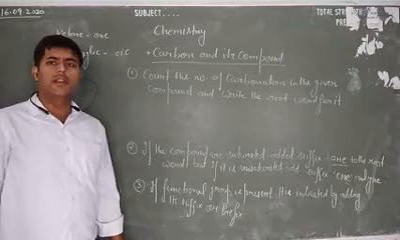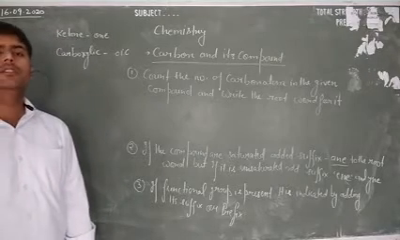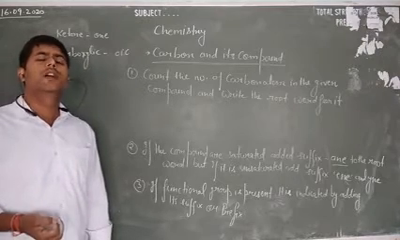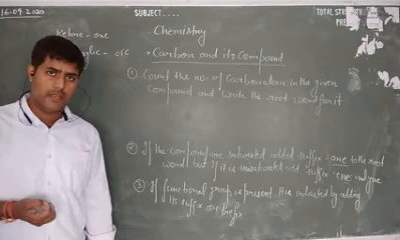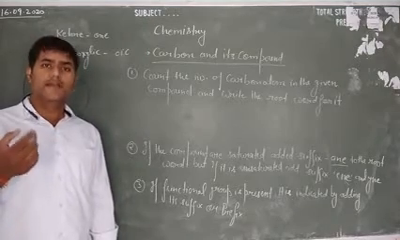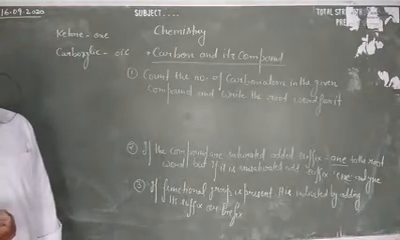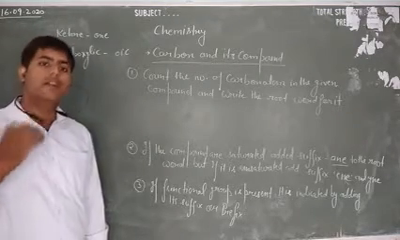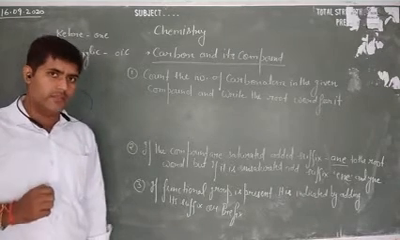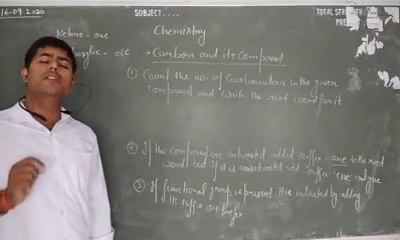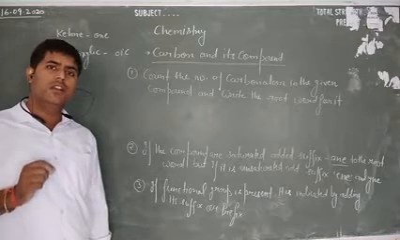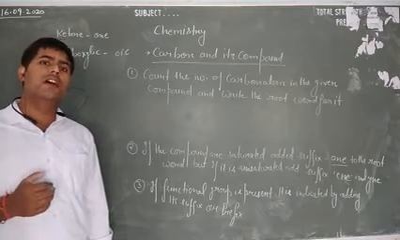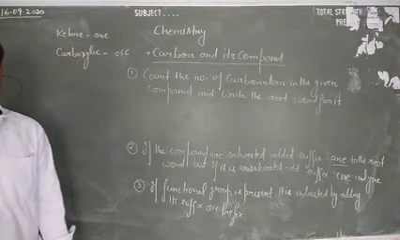In the previous class I have told you about the hydrocarbons. What are the hydrocarbons? How many types are the hydrocarbons? Again, I am telling you a little bit about the hydrocarbons. The compound which is made up of carbon and hydrogen is called hydrocarbons. Hydrocarbons are of two types: saturated hydrocarbons and unsaturated hydrocarbons.